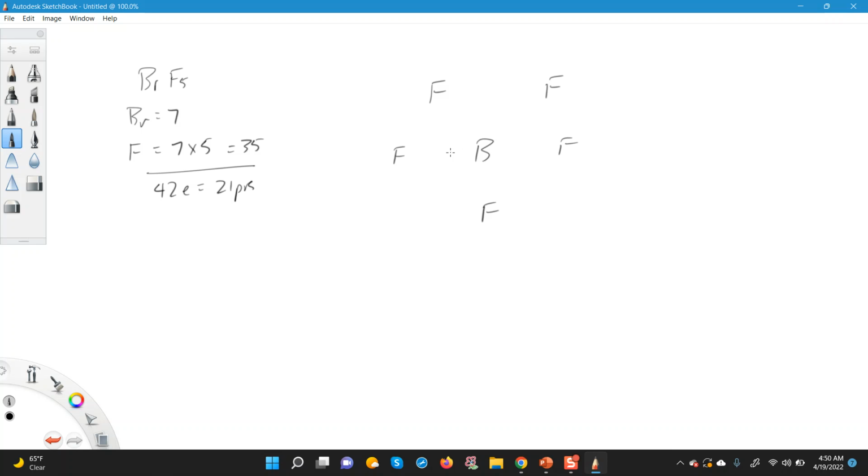I'm just going to put it like this. And then we start putting our bonding pairs: 1, 2, 3, 4, 5. Then 6, 7, 8, 9, 10, 11, 12, 13, 14, 15, 16, 17, 18, 19, 20. And then we have one more pair, so that pair will go on the bromine. I'm going to put it right here, and that would be the Lewis structure.